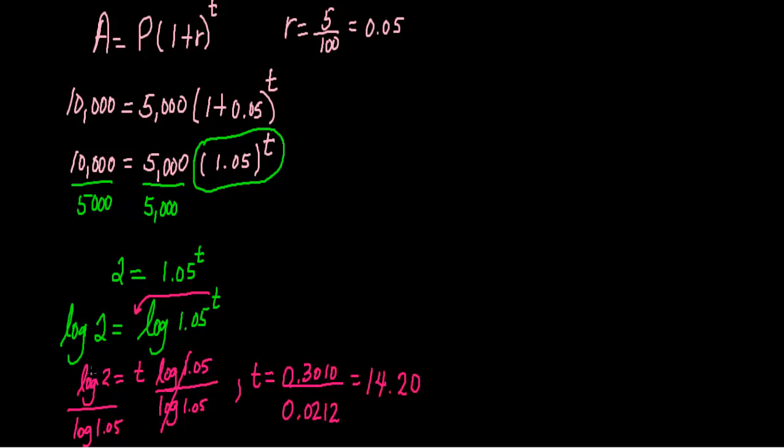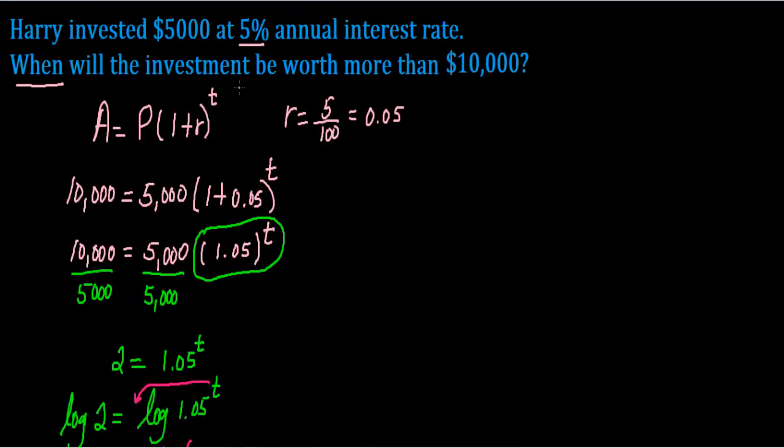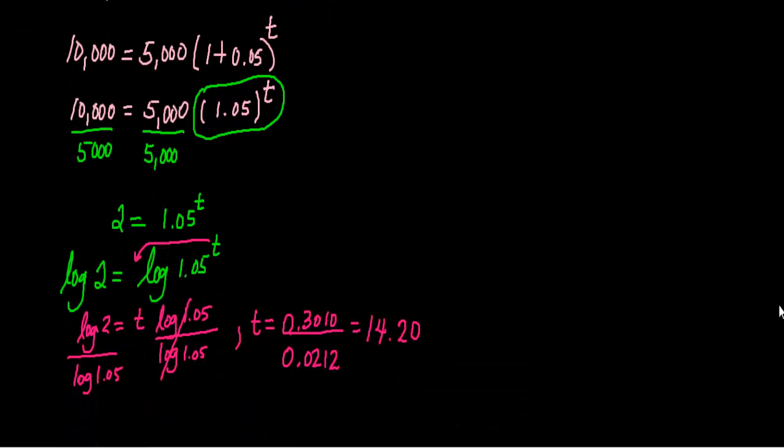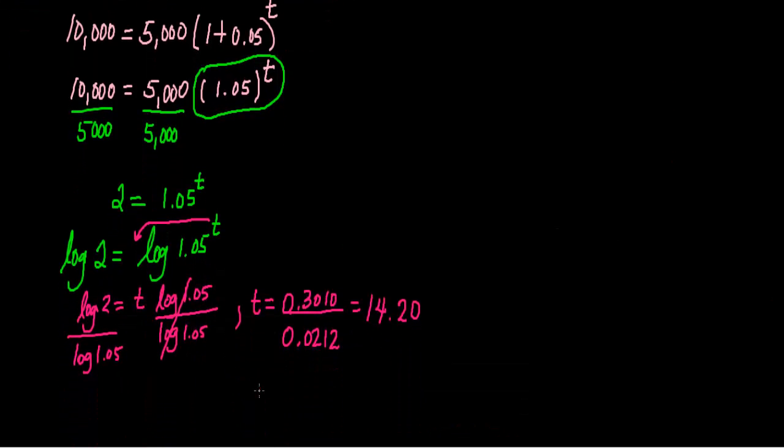When you look for the log of 2, you get 0.3010, and when you look for the log of 1.05, you get 0.0212. You divide these numbers and you get that T is equal to 14.20. The question was, when will the investment be worth more than $10,000? Your answer should be more than 14 years. That's how long it's going to take.